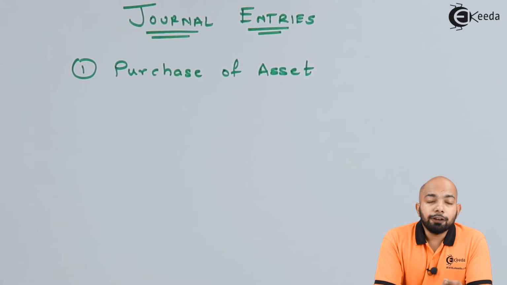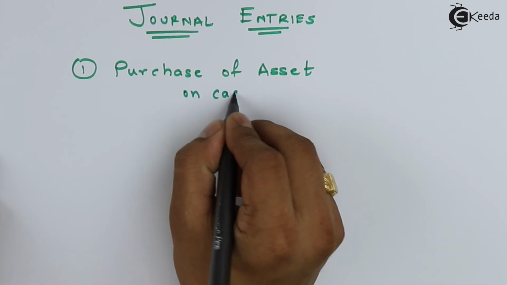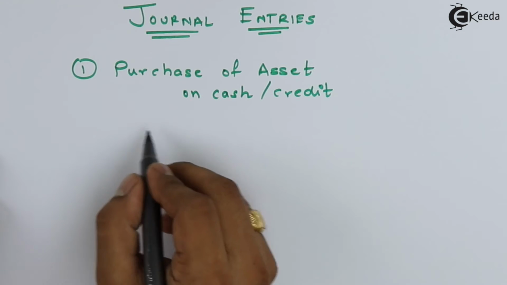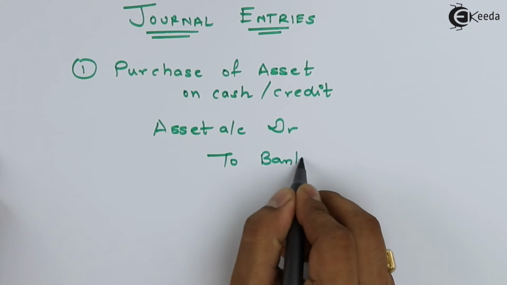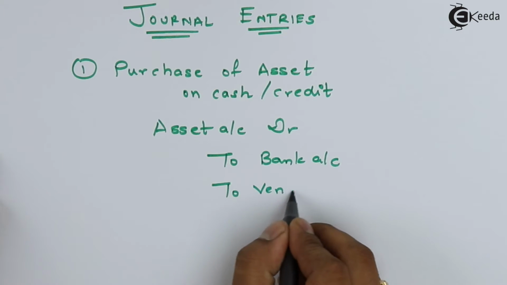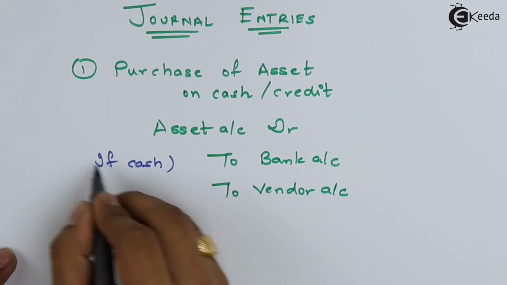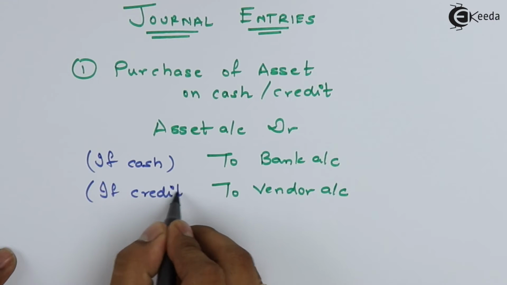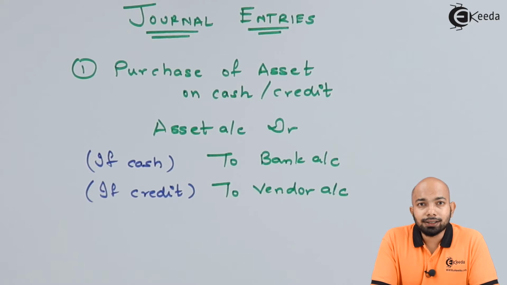Let's go ahead and find out if you're procuring this on cash or if you're procuring this on credit, how the entry will come. So if you can see, we have mentioned one specific entry here, purchase of asset. That means asset account debit to cash account or asset account debit to the vendor account.